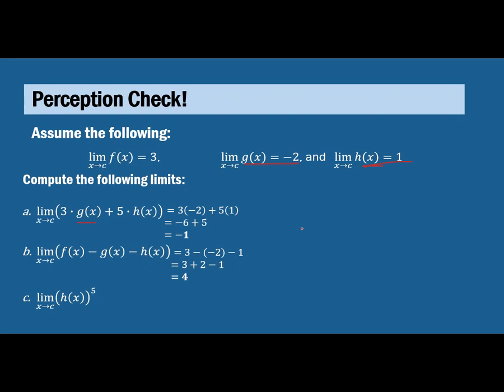And last, the limit of h of x raised to 5 as x approaches c. With this, we'll just substitute the limit of h of x to this function. Therefore, we'll now have 1 raised to 5, and that will be equal to 1.